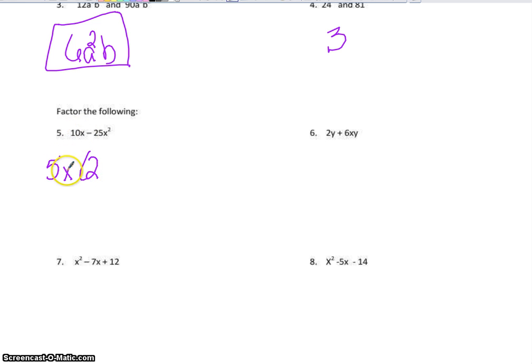You had an x, but you took an x away, or you subtracted your exponents. 1 minus 1 is 0. The x is gone. Bring down your minus, and you have to do it all over again, still dividing by 5x. 25 divided by 5 is 5. X squared, and you're taking an x away, or you're subtracting your exponents. 2 minus 1 is 1, so it's x. So 5x times 2 minus 5x is your answer.